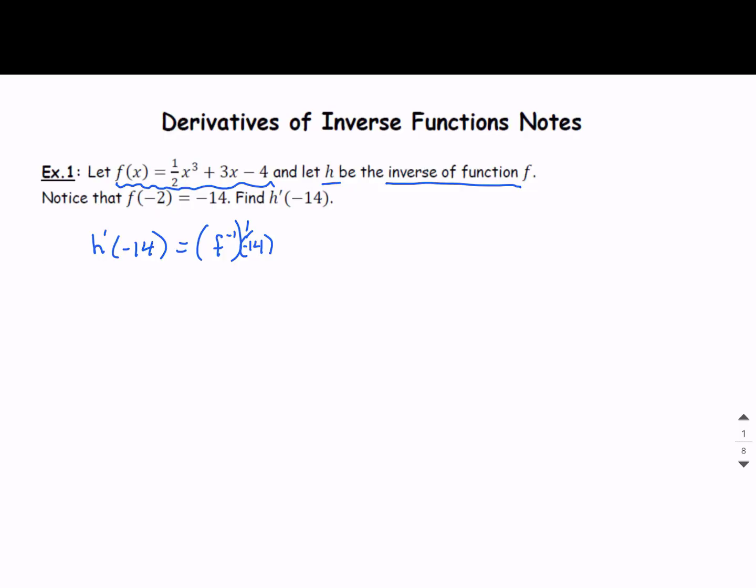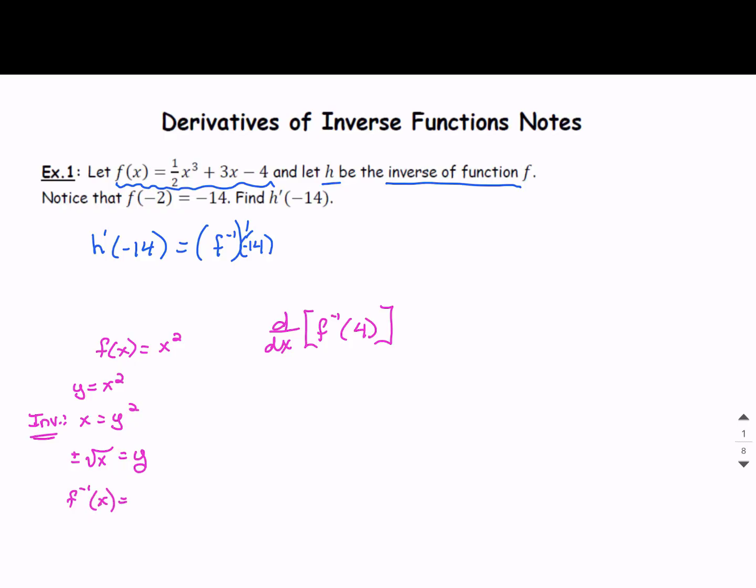If I had given you a function f of x is x squared and asked for the derivative of this inverse at, say, 4, okay, we would say, all right, well, my function is y equals x squared, so my inverse, I switch my x and my y. I solve for y by taking the square root of both sides. That's no longer a function, so if I want an inverse function, I'd have to restrict the domain. Let's say the square root of x when x is greater than 0, okay, since we want to use the 4.